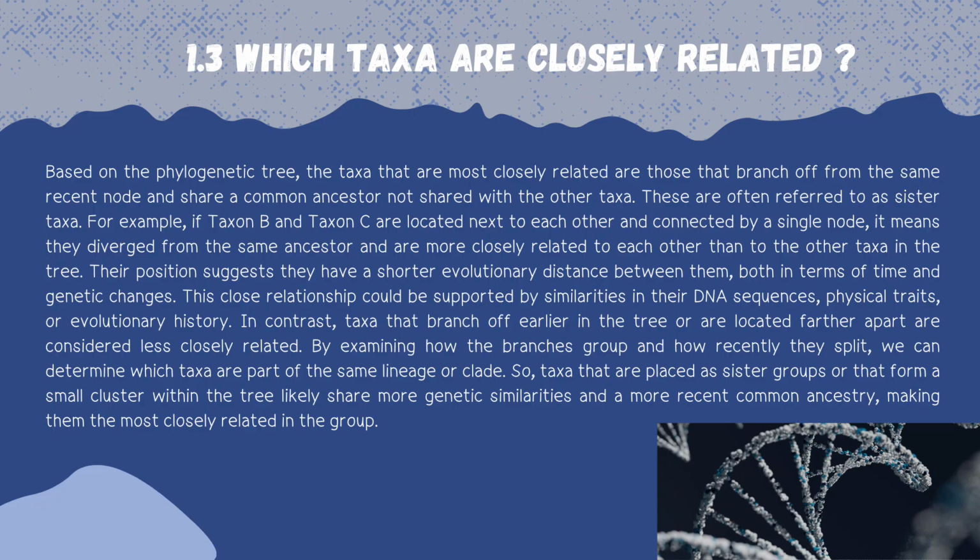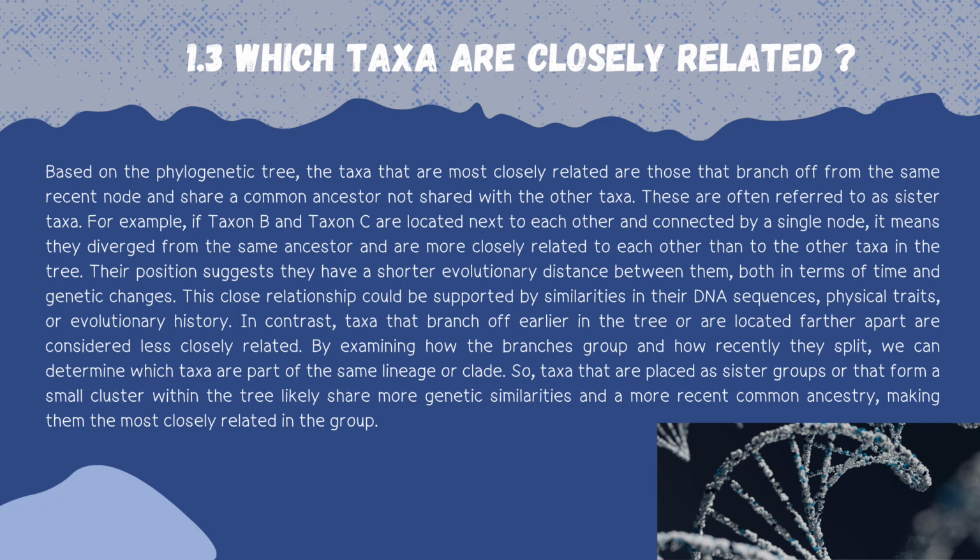Based on the phylogenetic tree, the taxa that are more closely related are those that branch off from the same node and share a common ancestor not shared with the other taxa. These are often referred to as sister taxa. For example, if taxon B and taxon C are located next to each other and connected by a single node, it means they diverged from the same ancestor and are more closely related to each other than to the other taxa in the tree. Their position suggests they have a shorter evolutionary distance between them, both in terms of time and genetic changes. This close relationship could be supported by similarities in their DNA sequences, physical traits, or evolutionary history.